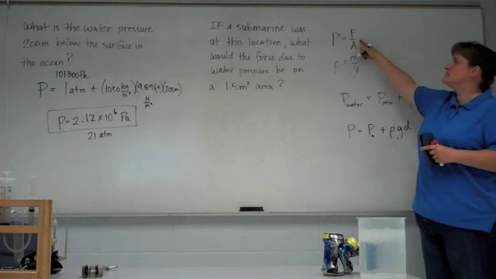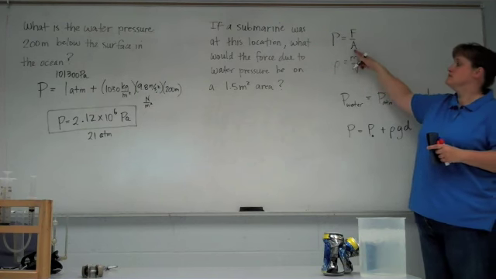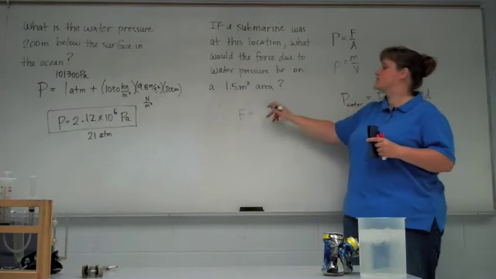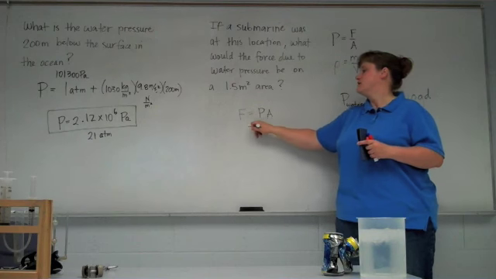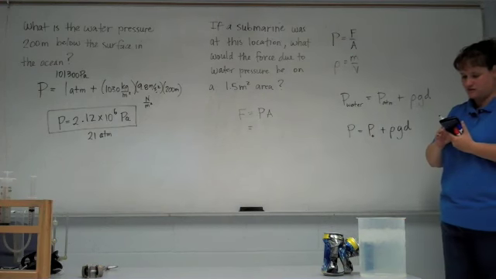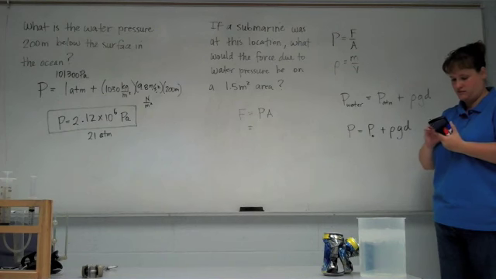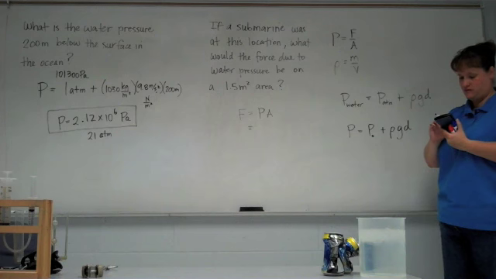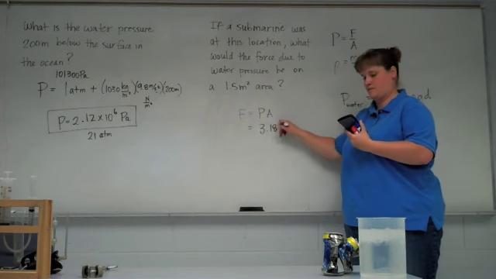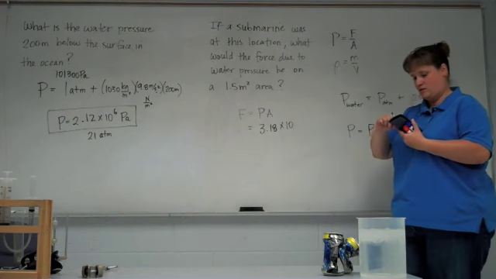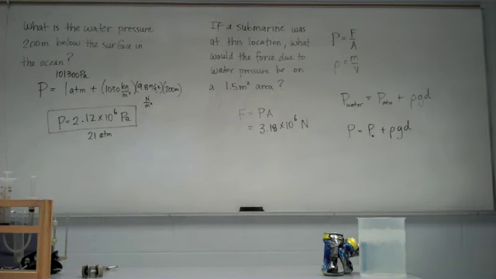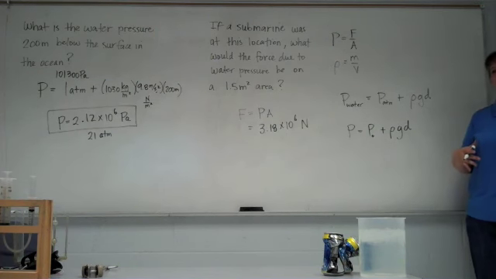So we can use our equation here. We know the pressure down there. We know the area. So the force, just rearranging this equation, the force is the pressure times the area. So we simply need to take our pressure there and multiply by the 1.5 meters squared. So that's the inward pressure due to the water.